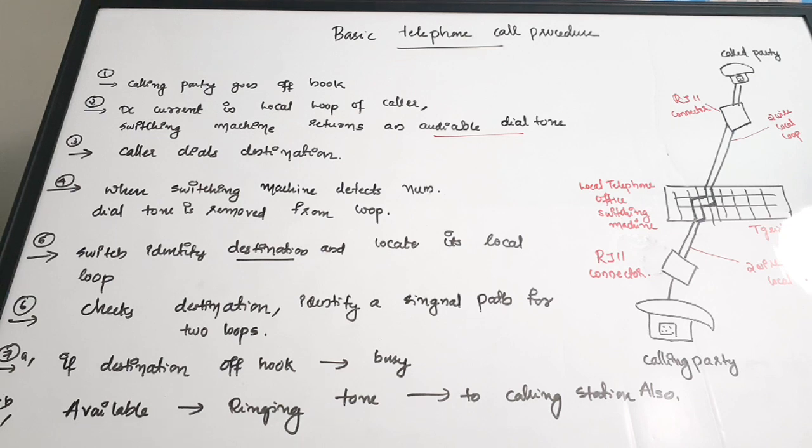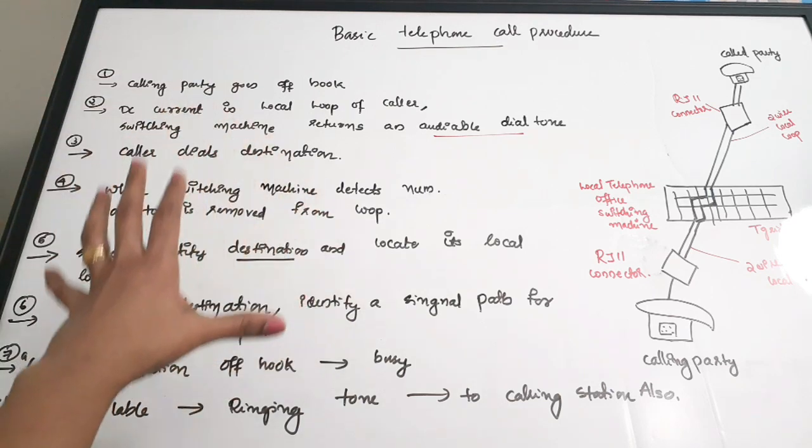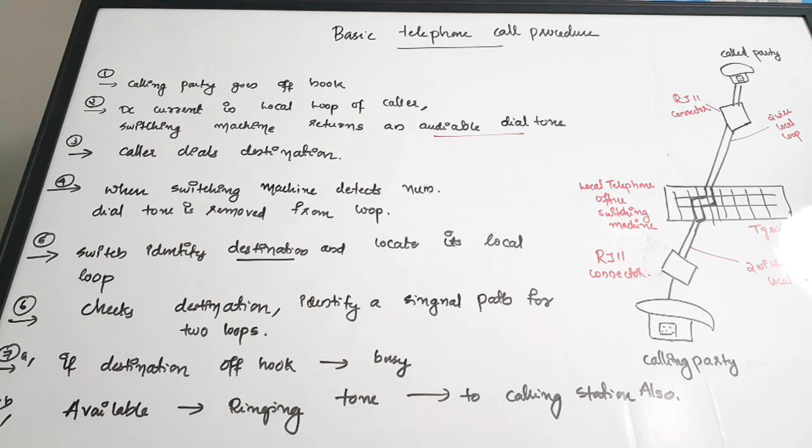We are only dialing the number and then hearing the ringing tone, right? But before actually hearing the ringing tone, all this verification and identification is happening. Only after the destination is properly identified and its local loop is detected can the switching machine place the call, right?